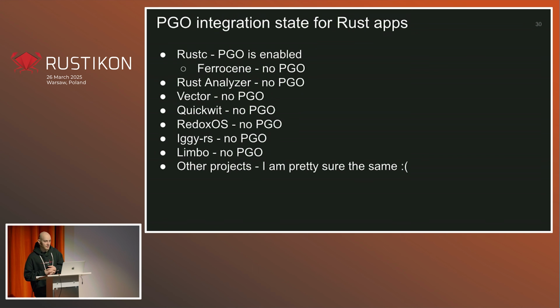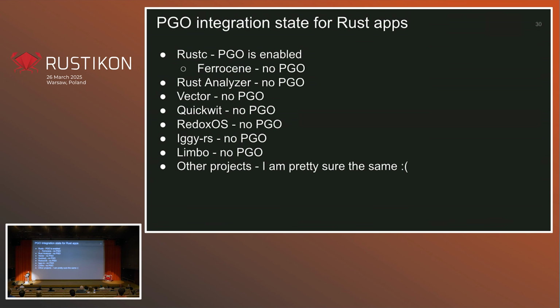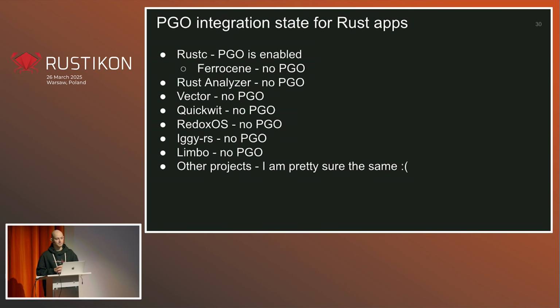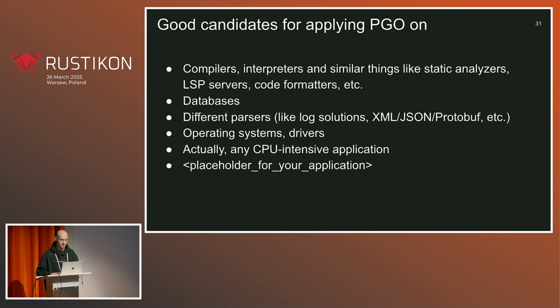As you see, the situation is pretty sad, especially for projects from some speakers, like Limbo. An interesting thing is the Ferrocene compiler: it's a downstream compiler of Rustc, and Rustc supports PGO, but Ferrocene doesn't. It's due to certification complications from PGO, so it could be a bit more difficult to get certification done properly. That's the official answer from Ferrocene support.